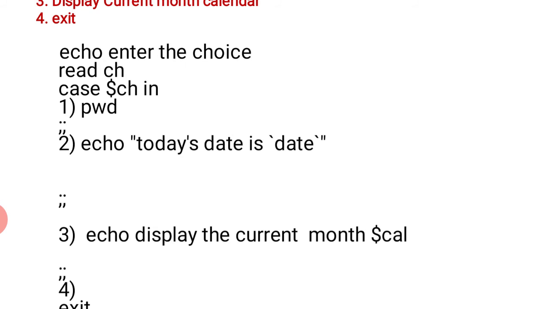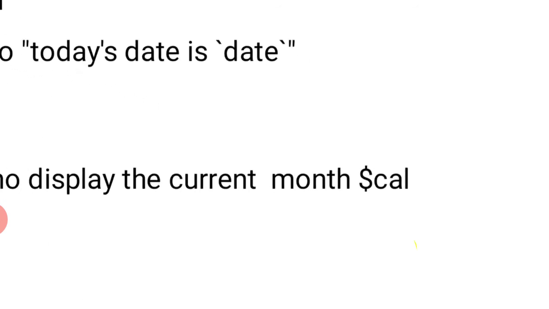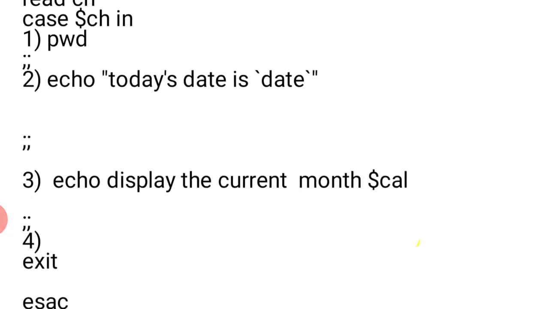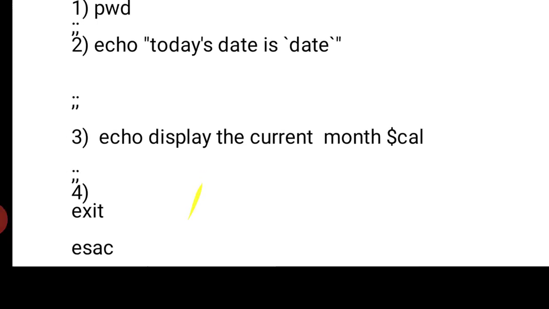The third part was to display the current month calendar. Echo display current month calendar $CAL. Here we need not use this $CAL. We can directly use backticks. So there is a mistake, you can correct it. Same as the date command, you can enclose cal within backticks. Double semicolon to close this choice, and 4 is to exit, so we can write exit here.